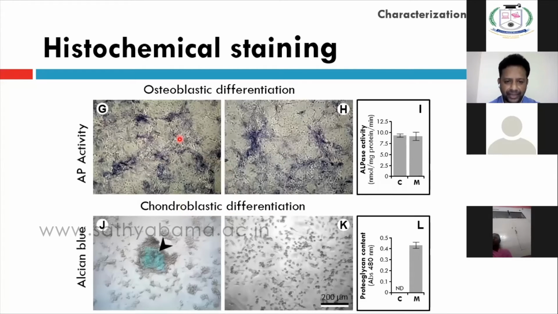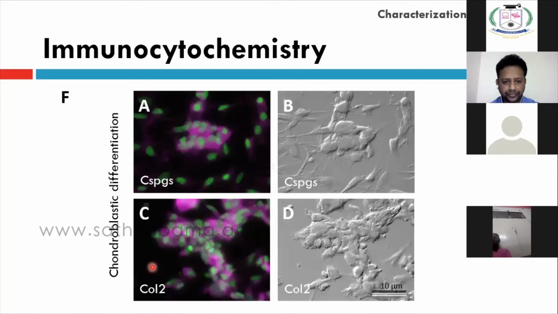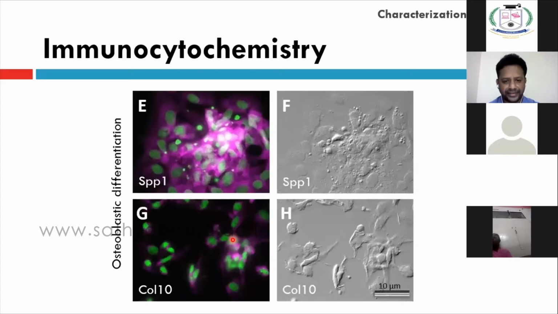Alkaline phosphatase is one of the markers for bone, and this is highly expressed in both control and treated cells. Alcian blue staining is for cartilage. So these are some protein markers for chondroblastic and osteoblastic differentiation. These are all for 3 weeks of treatment.